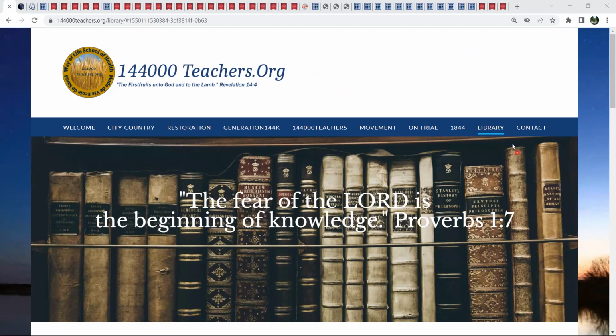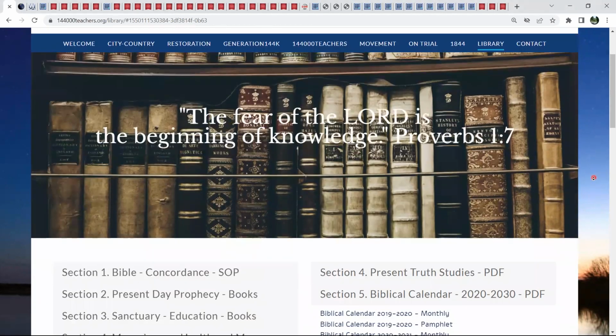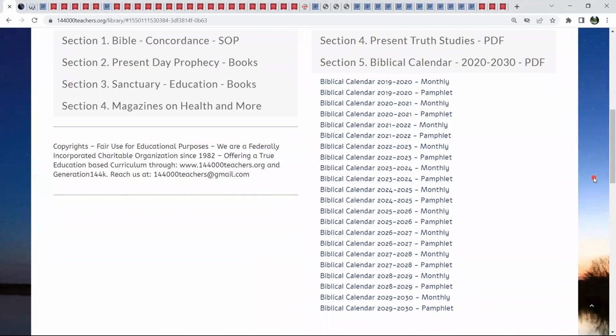We invite you in the library of 144,000 Teachers to join us with section number 5, where we have the biblical calendar for 2020-2030 in a PDF format that you can copy and even save on a USB. We recommend that you copy the monthly calendar for each year, which gives you a good idea that the biblical calendar can actually be followed, as it shows you the Gregorian calendar for that year as well as the biblical calendar.